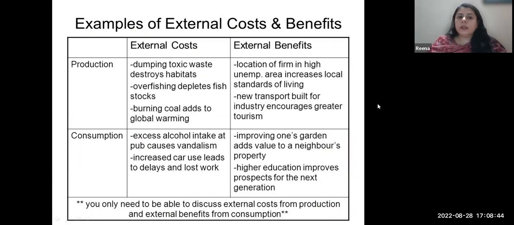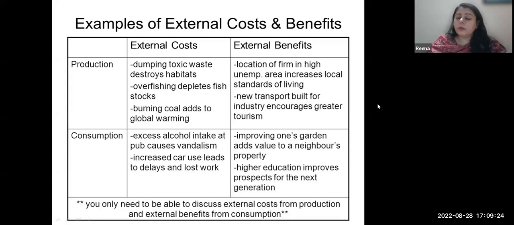For example, dumping of toxic waste that destroys habitats is an external cost. Overfishing, depleting fish stocks, is again an external cost. The people who are not consuming fish will still have the impact of reduced diversity in the marine and aquatic environment. Burning of coal adds to global warming, which is an external cost for all kinds of living organisms on this earth.